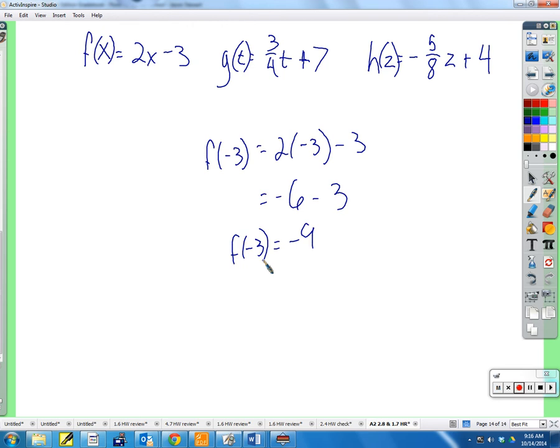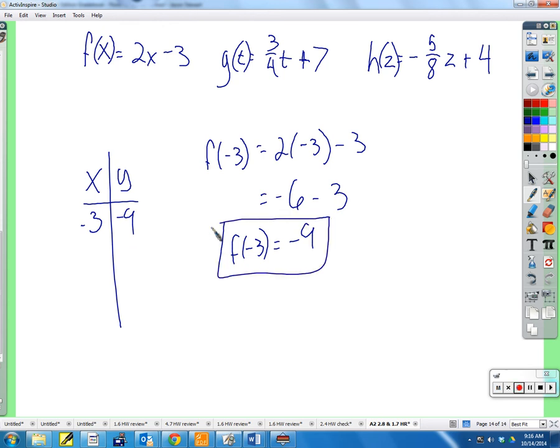So it's basically just another way to notate an in and out table. Yeah, exactly. Where we might have used to do this, negative 3, negative 9. This is the same thing, just showing me I put in negative 3, and even more specifically, I put it into f, that function right there. Not this one and not this one, but that one, and I got out negative 9. So f of negative 3 is negative 9.